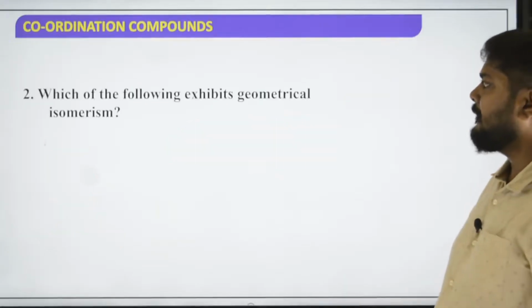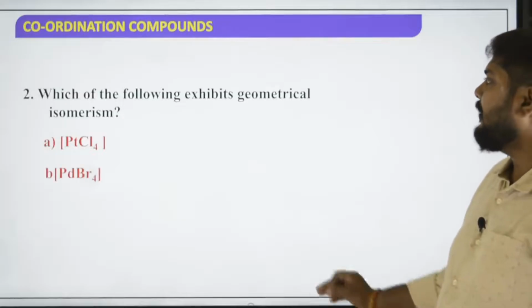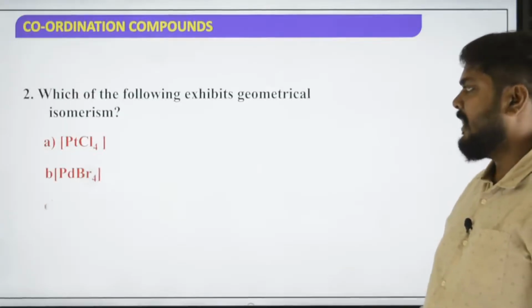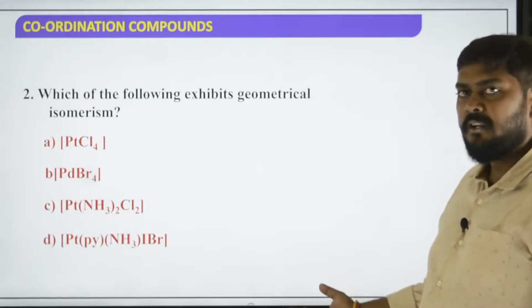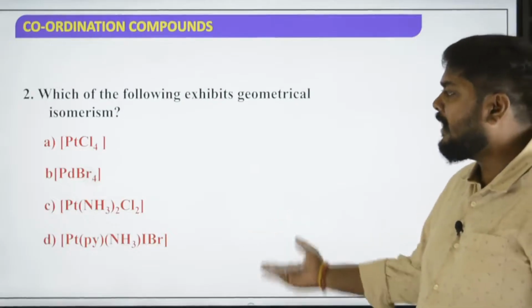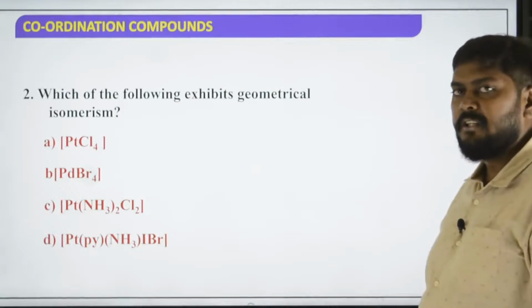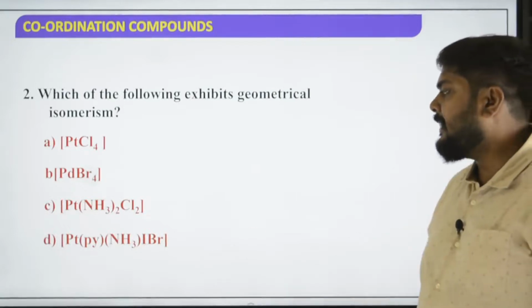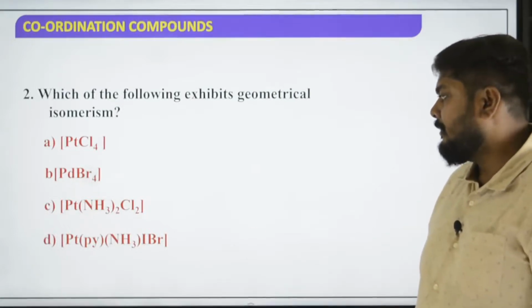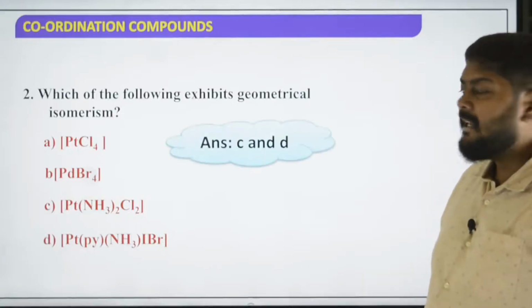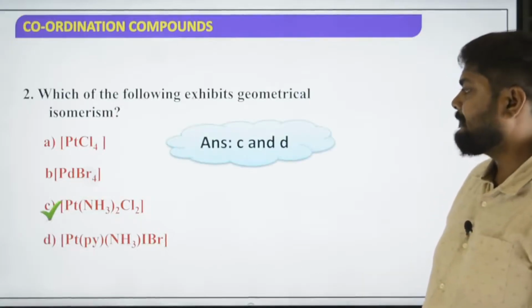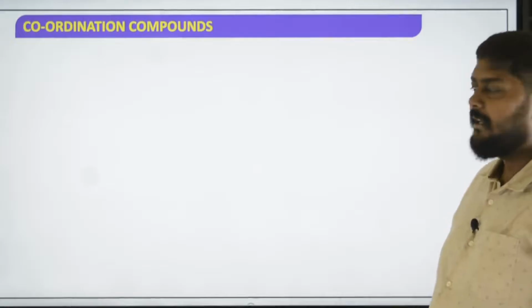Right? Question number 2. Which of the following will exhibit geometrical isomerism? Same. PtCl4 is MA4 type, PdBr4 is MA4 type, and Pt(NH3)2Cl2 is MA2B2, and Pt(Py)(NH3)Br is MABCD, right? Option C and D.